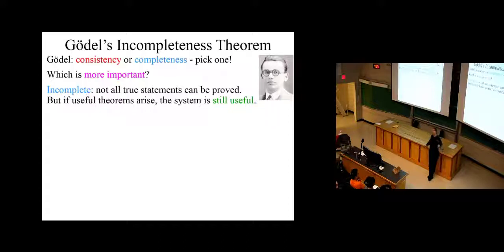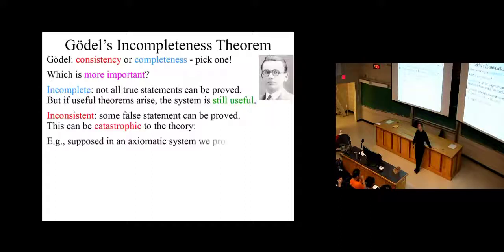How many say that consistency, you must have consistency? Good. Consistency is very important. Because if you can start proving false things, the system very quickly implodes on itself and everything becomes true and you can't distinguish truth from falsehood. It becomes useless.